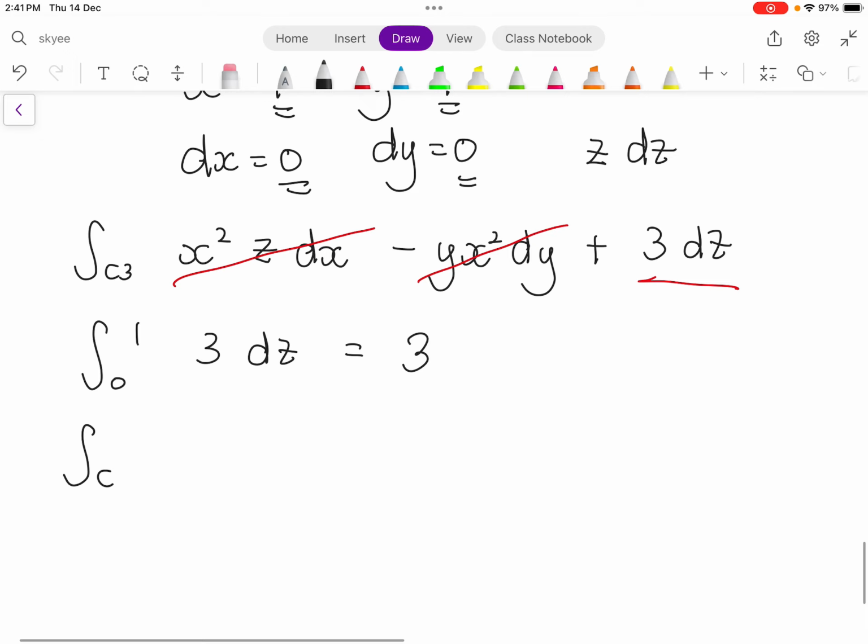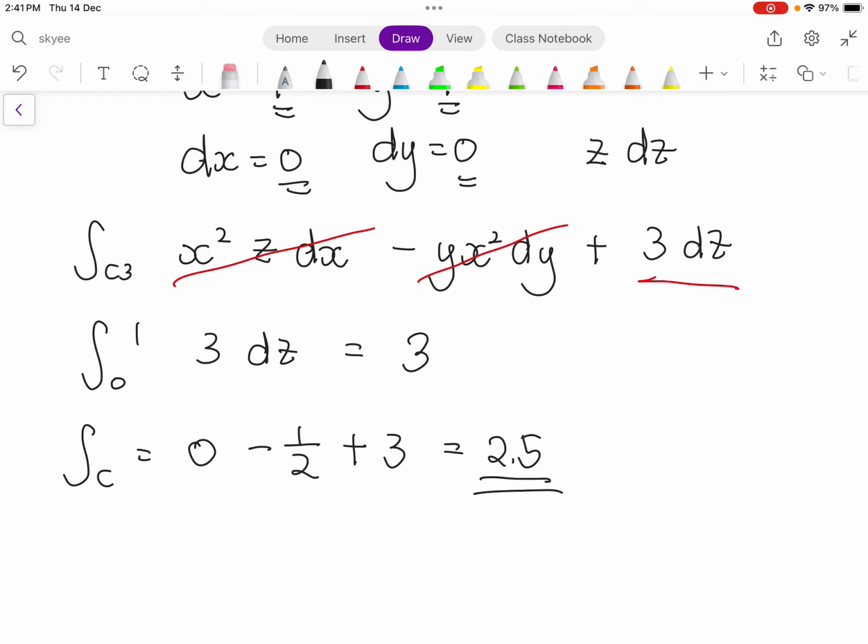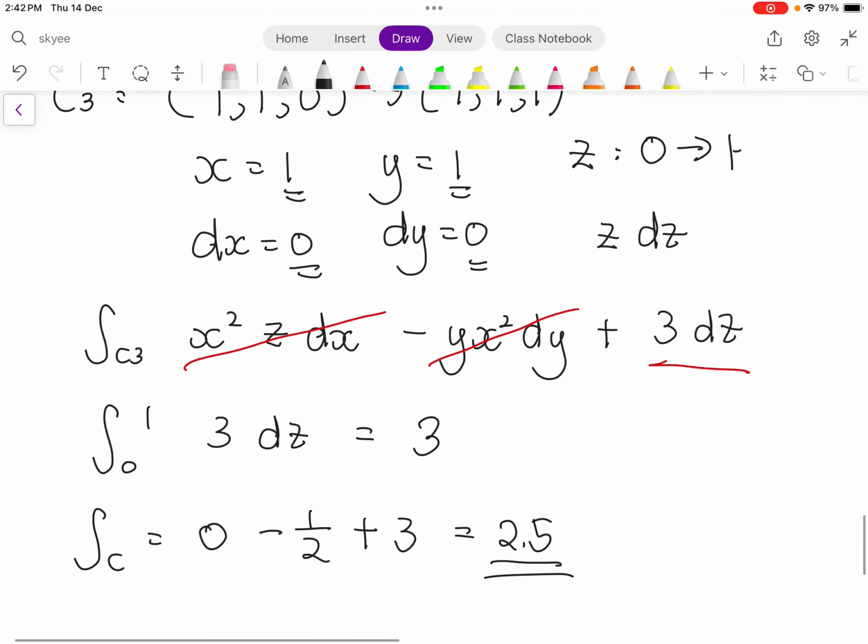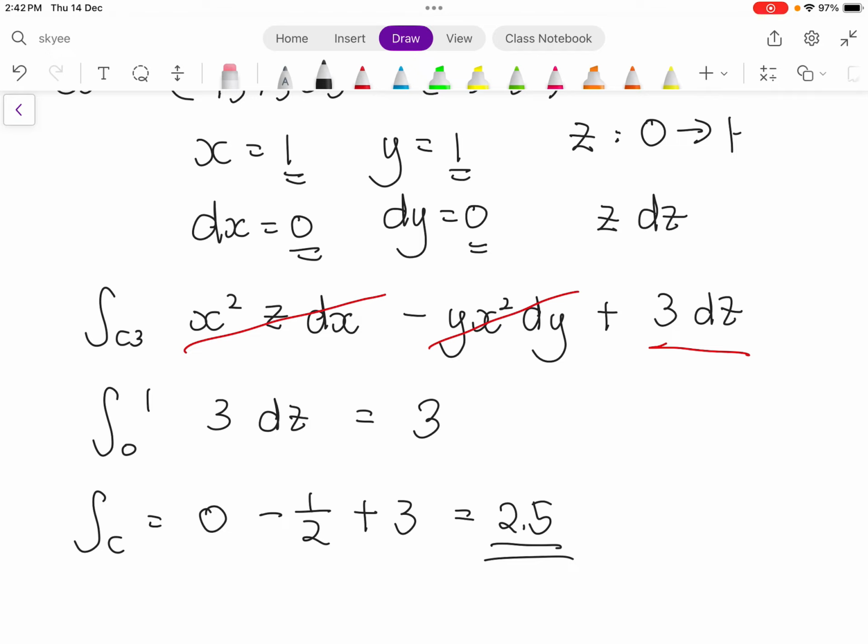Now let's find the total. It will be 0 plus negative 1 over 2 plus 3. So you get 2.5 as the answer for the line integral. This is how it works for the line integral of a scalar field in space, in 3D. That's all for today. Thank you.